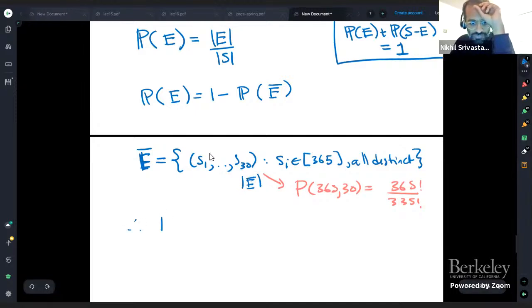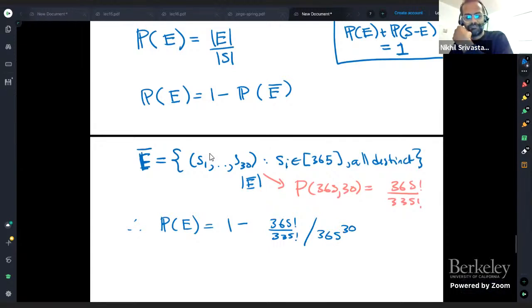So then the conclusion is that the probability of E is 1 minus this ratio: 365 factorial over 335 factorial, divided by 365 to the 30. And if you figure this out, I mean, I haven't exactly calculated this, but it's actually very high. It's bigger than 90%.